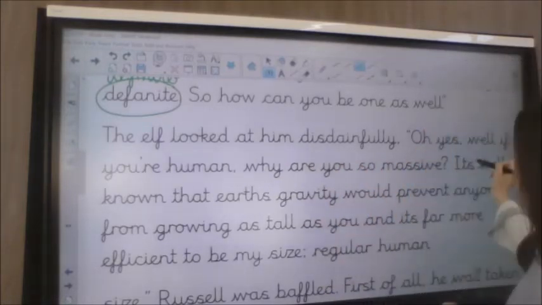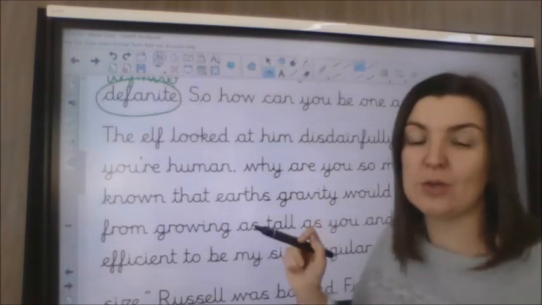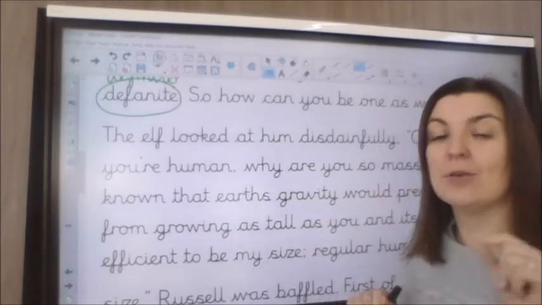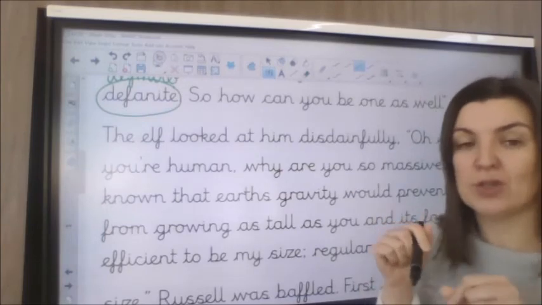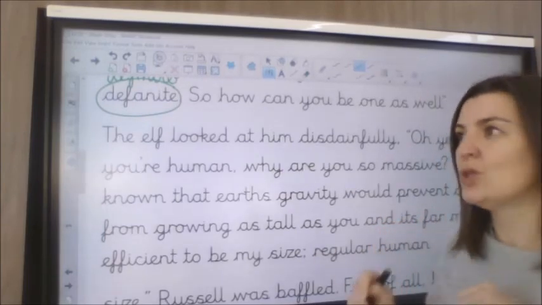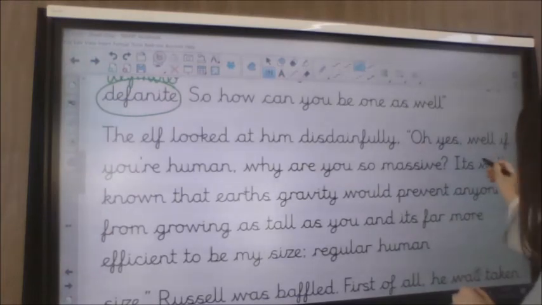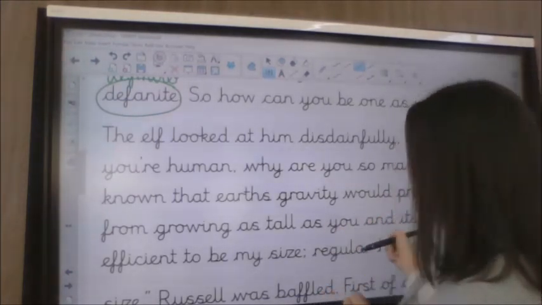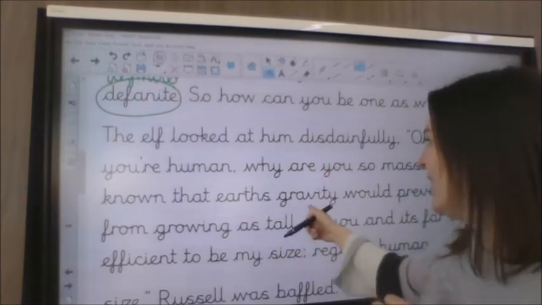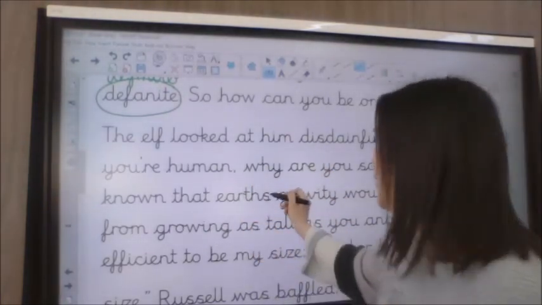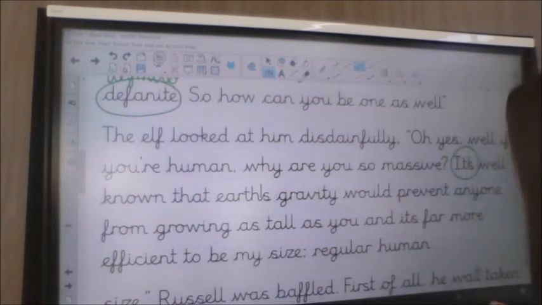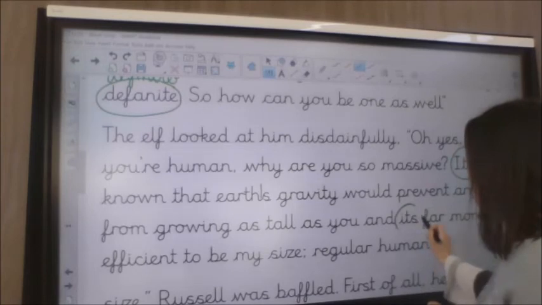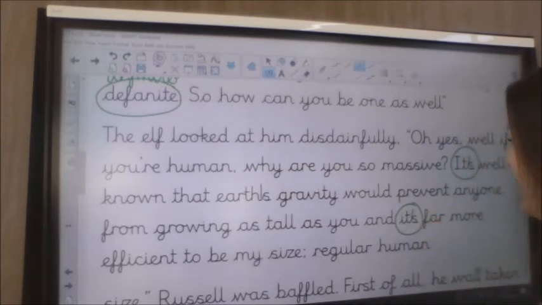Okay, so, "Oh yes, well if you're human, why are you so massive?" There's "it's." Let's just check that "it's" has been used correctly. Remember, "it's" can be "it is," then it would have an apostrophe. If it's belonging, then it wouldn't. So "it is well known," yeah, I think that definitely needs an apostrophe. "The Earth's gravity," now here, Earth's gravity, so the gravity belongs to Earth, so it needs an apostrophe, "would prevent anyone from growing as tall as you." And "it's," again, that's been used incorrectly: "far more efficient to be my size, regular human size."